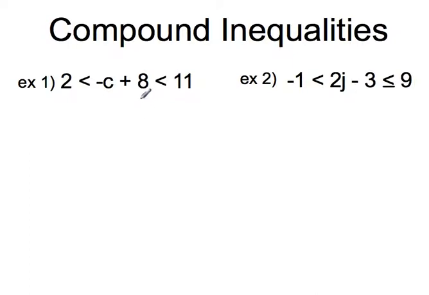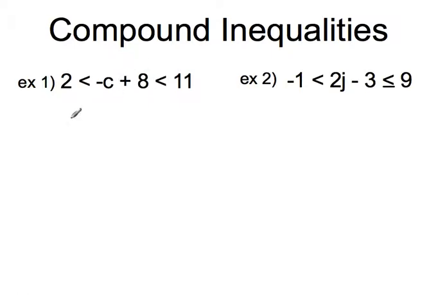Compound inequalities use the same thing, it's just that you're doing the addition property and the multiplication property to both sides, both boundaries of the inequality. And you'll see what I mean in a second. So our goal is to isolate the c, which has a negative 1 coefficient, and it's got an 8 added to it. So what we're going to do is the addition property of inequality.